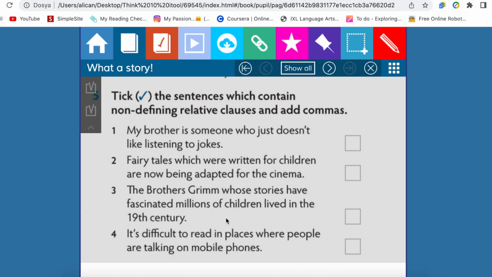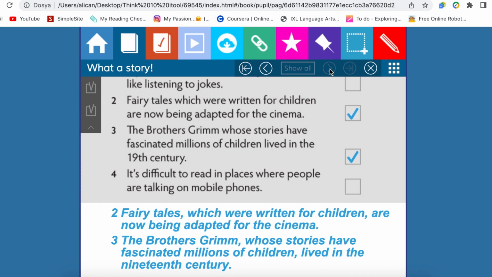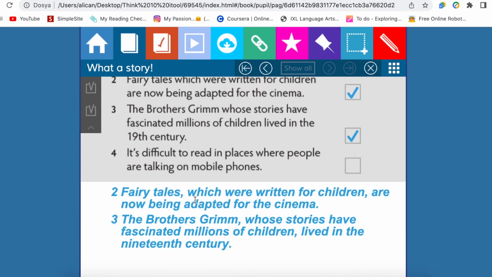Last one, it's difficult to read in places where people are talking on mobile phones. It's not extra information. It's just information. That's why we can say 1 and 4 are defining relative clauses, 2 and 3 are non-defining relative clauses. As you can see here, we just put commas around it. Please make sure, guys, don't forget to put your commas. It's important. Now, let's go back to our page.